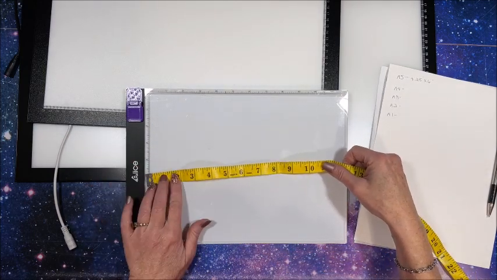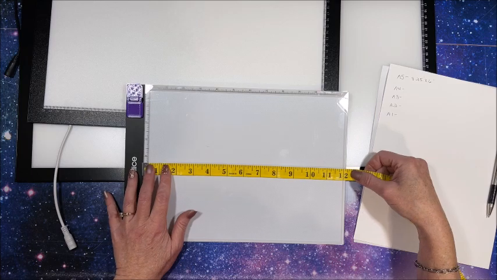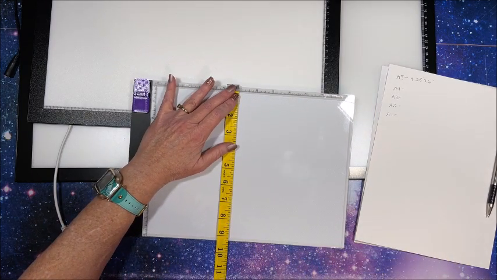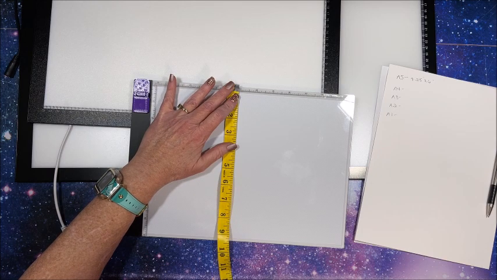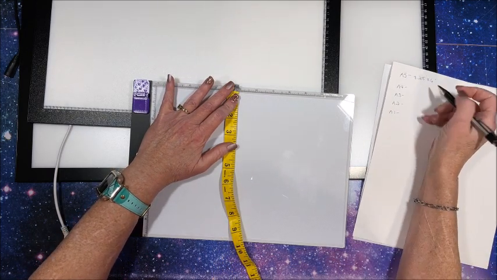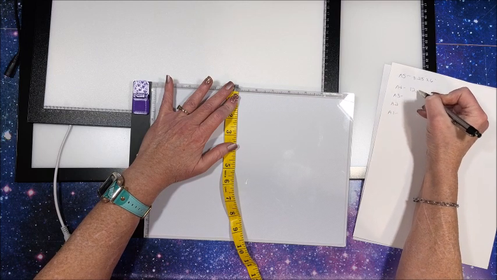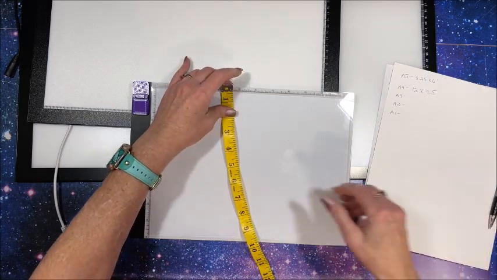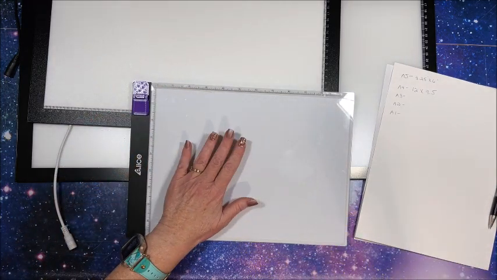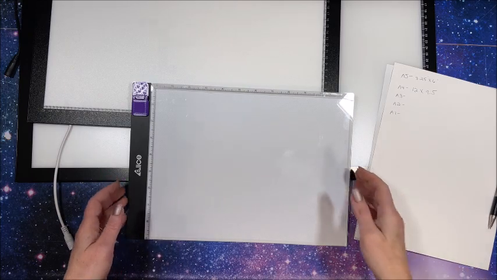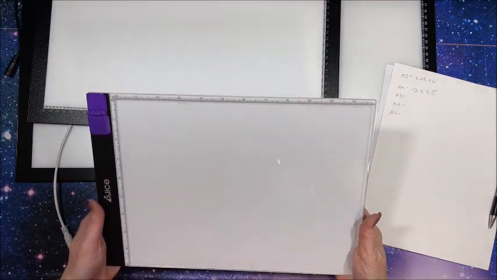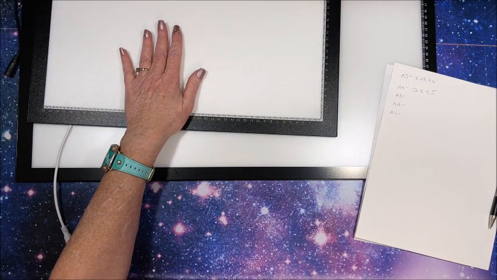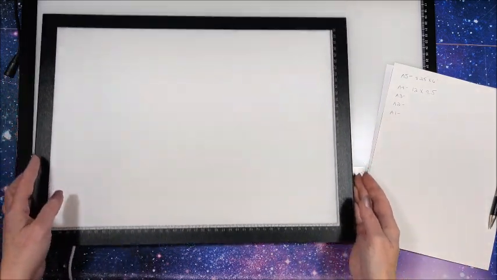So again, let's take the lit area. We have 12 inches by about 9.5, not exact, but around there. So we will say 12 by 9.5. Again, I think most common size. I used just this size for quite a while before my boyfriend bought me an A3.